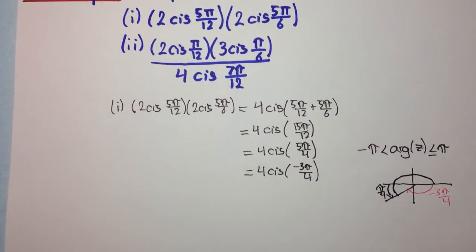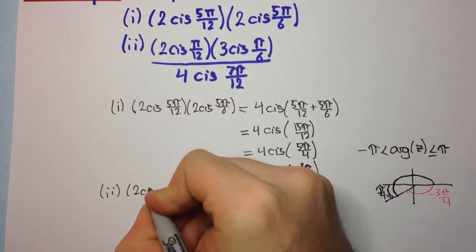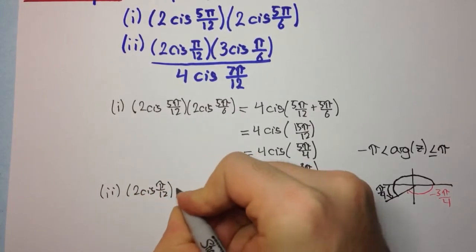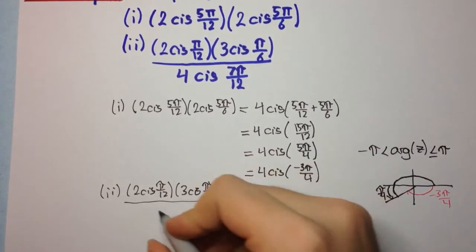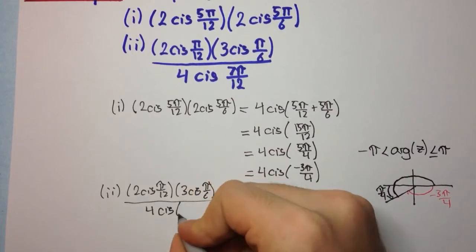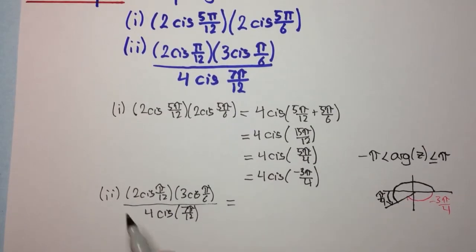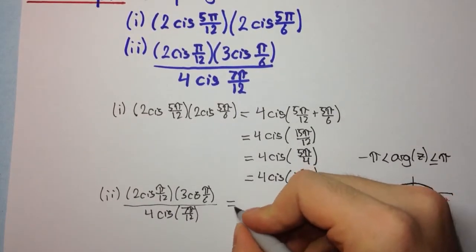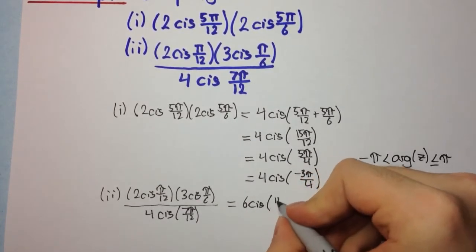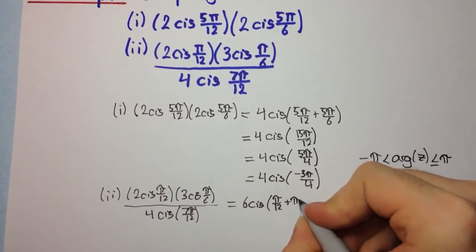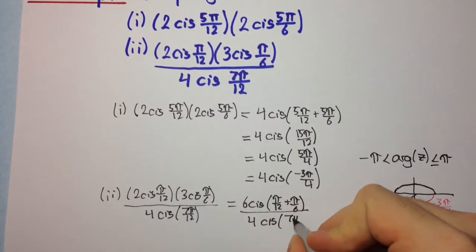Alright, let's have a look at the next one. So we have 2 cis pi on 12, 3 cis pi on 6, over 4 cis 7 pi on 12. Okay, so let's just have a look at the numerator first. So let's multiply the moduli. 2 times 3 is 6, and we add the arguments. So you're going to have pi on 12 plus pi on 6, and this is being divided by 4 cis 7 pi on 12.